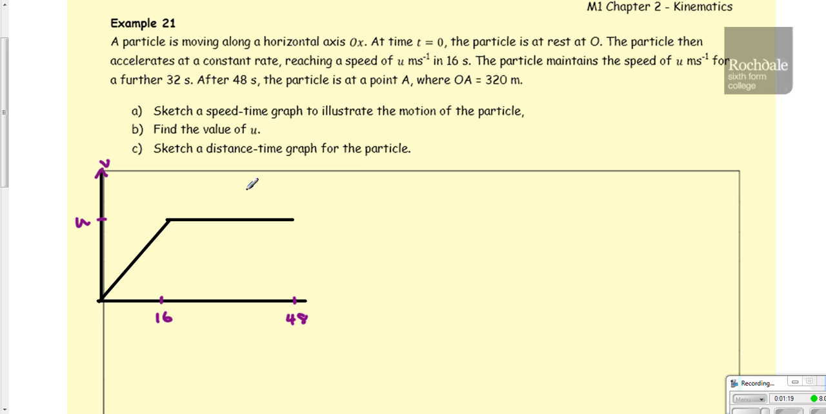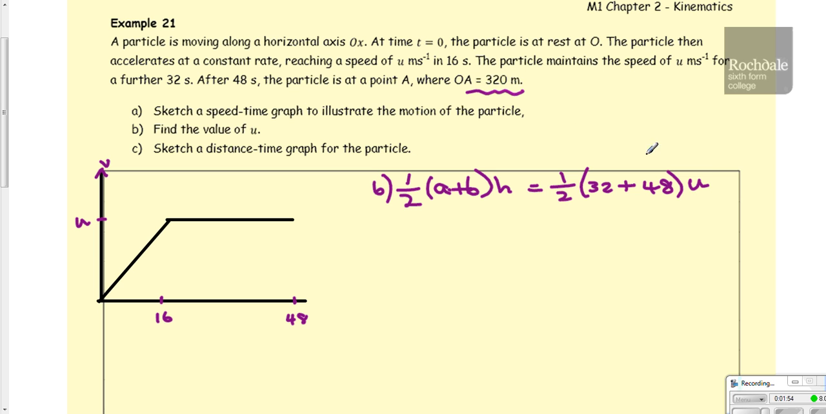So this is the speed time graph, and we've got to work out u. Again, they've given us the distance of 320 meters. So we know the area underneath the graph is 320. Using that same formula again, a half of a plus b, multiplied by h. A is the distance on the top, which is 32. B is the distance all the way along the bottom, which is 48. And h is the vertical height, which is the thing we don't know, that's u.